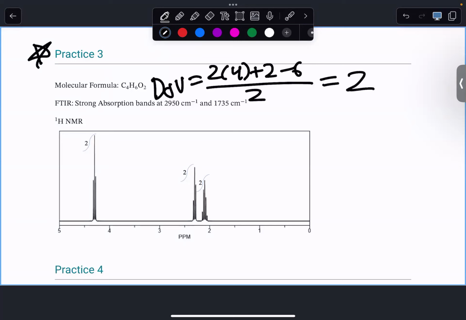Okay. We don't have a benzene ring because we don't have at least 4 DOU. And we also don't have any peaks 6 to 9. No peaks 6 to 9, no benzene hydrogen. What does this peak look like here? Like the peak between 4 to 5, 4 to 6.